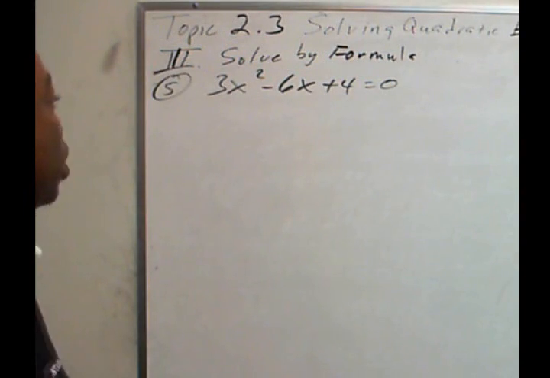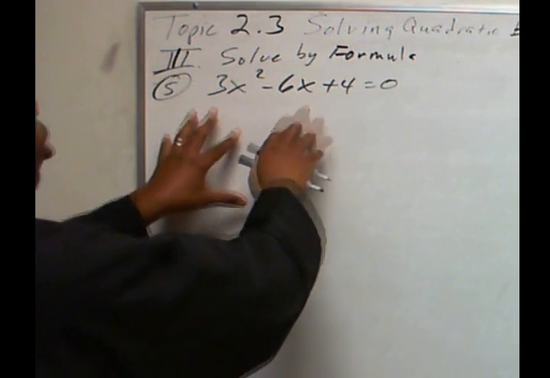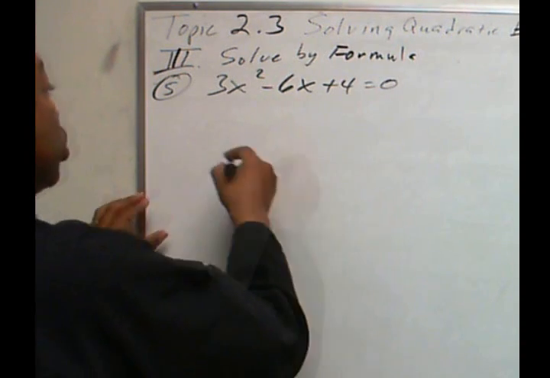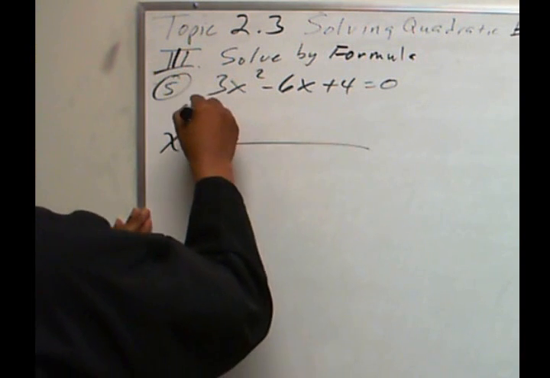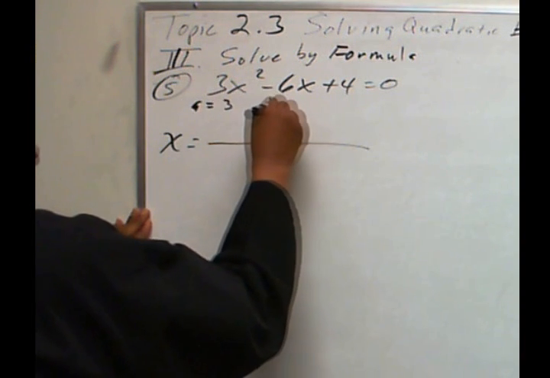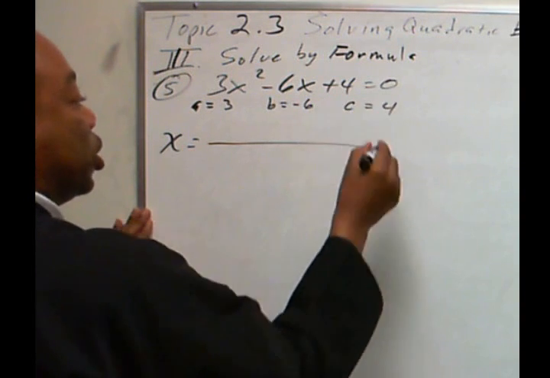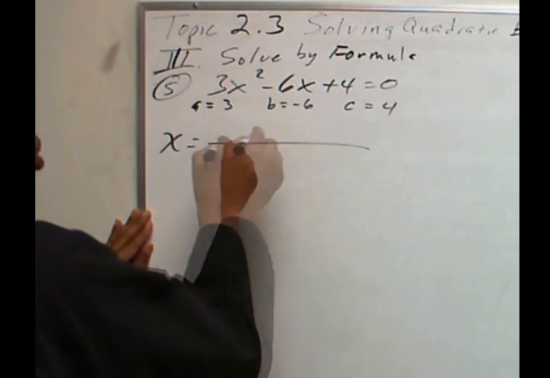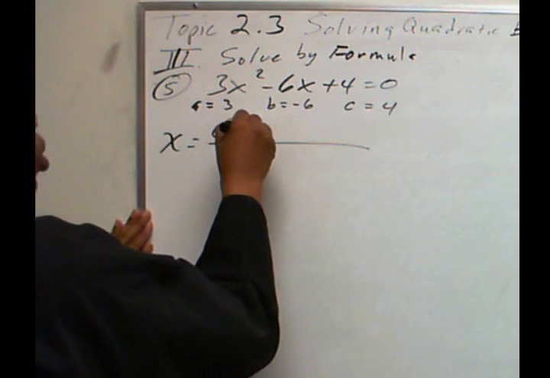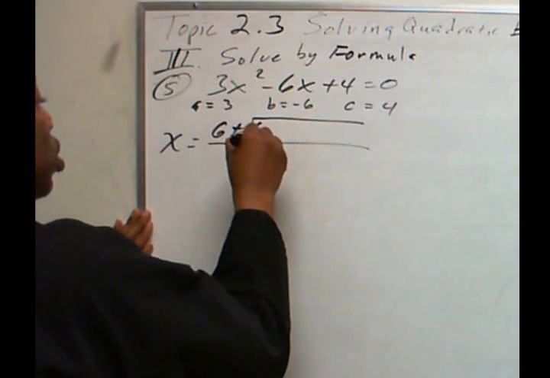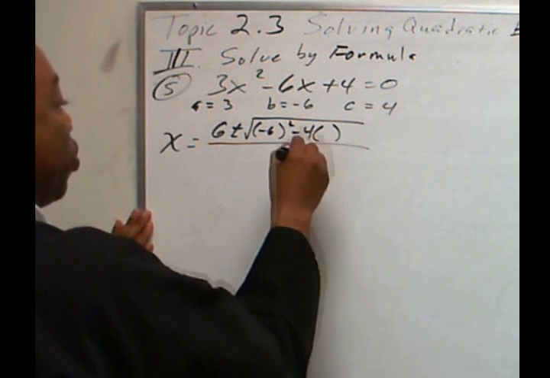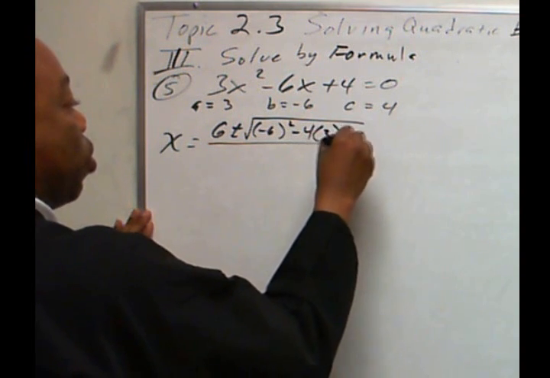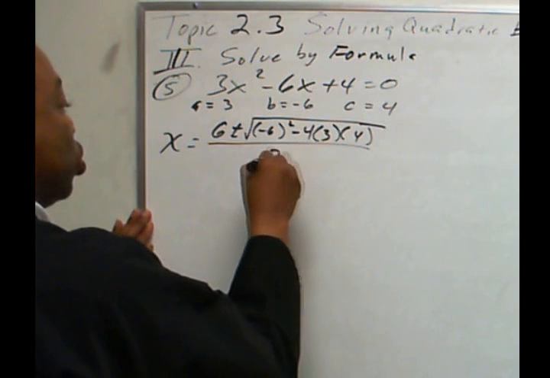Okay, number 5. We want to solve this quadratic, and we see that it is set to 0, so we can begin the process of using the quadratic formula. A is 3, B is negative 6, and C is 4. So the opposite of B will be positive 6 plus or minus the square root of negative 6 squared, minus 4 times 3 times 4 for C, all over 2 times 3.